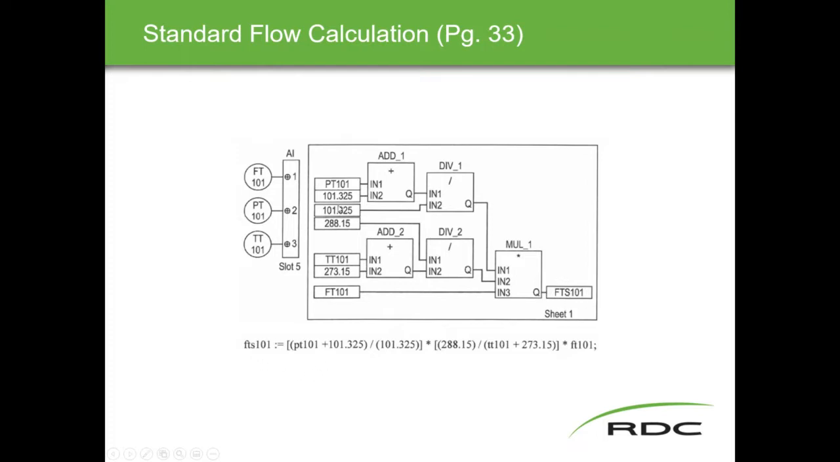And what is happening? Well, the first thing we're doing is PT 101 plus 101.325. And what's next? Then we're dividing that by 101.325. Wait a second, no, we're not. I just misread 101.325. My vision is getting older and older. Okay, so that represents this first chunk right here.